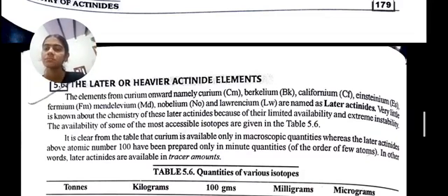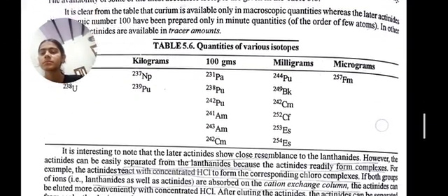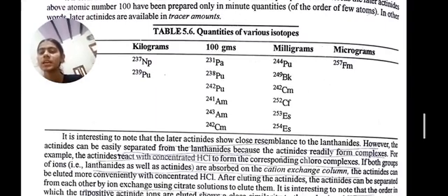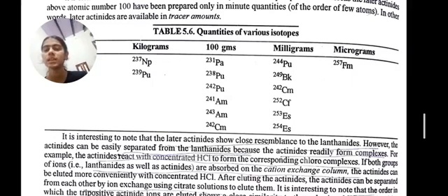It is clear from the table that curium is available only in microscopic quantities, whereas the later actinides above atomic number 100 have been prepared only in minute quantities. In other words, later actinides are available in tracer amounts. It is interesting to note that the later actinides show close resemblance to the lanthanides. However, the actinides can be easily separated from the lanthanides because the actinides readily form complexes.